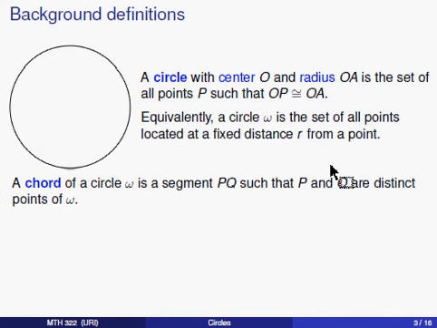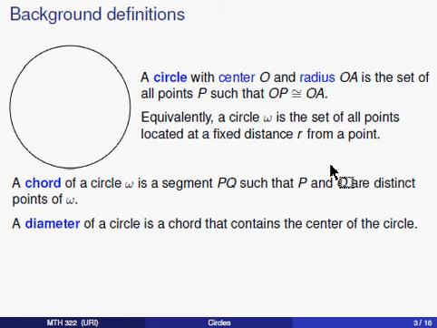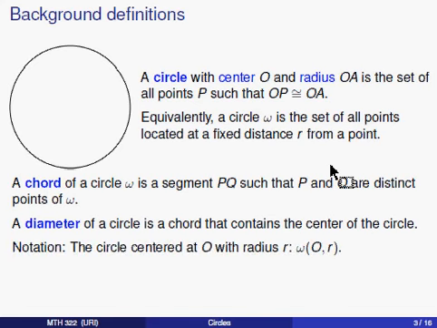With that in mind, a chord of a circle omega is a segment PQ such that P and Q are distinct points of the circle. A diameter of a circle is a chord that contains the center of the circle. And Datta will use the notation that if we're discussing a circle centered at O with radius r, we'll write that as omega followed by the point O and the radius r.